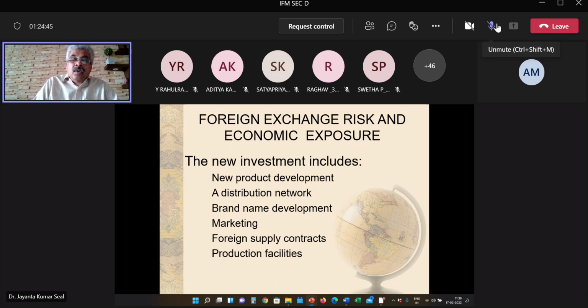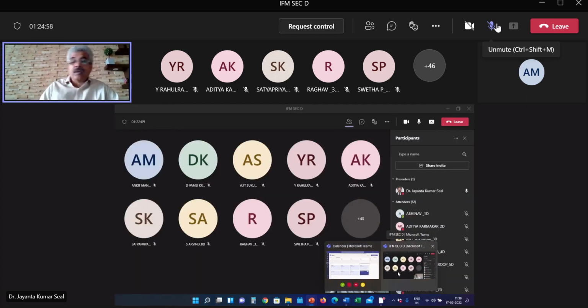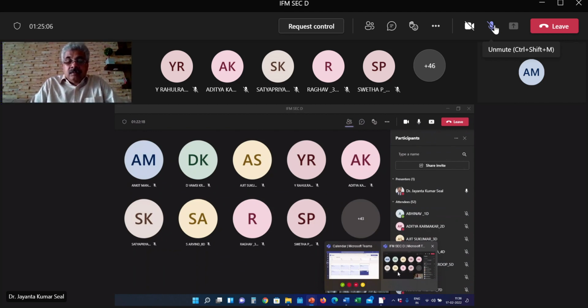So when you make an investment in these countries, your investment cost will naturally go up if the exchange rate fluctuates. Any question, confusion? Here you are actually not exporting or importing. You are setting up facilities in a different country. Question, confusion?